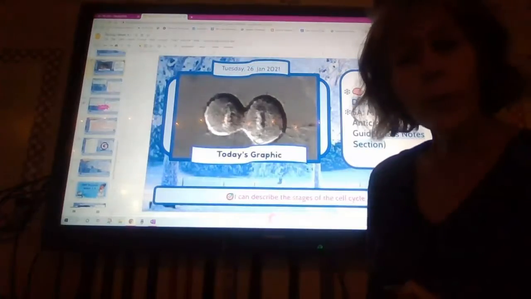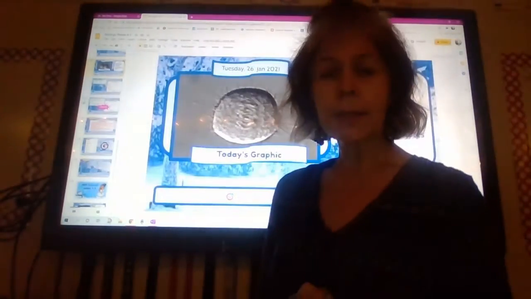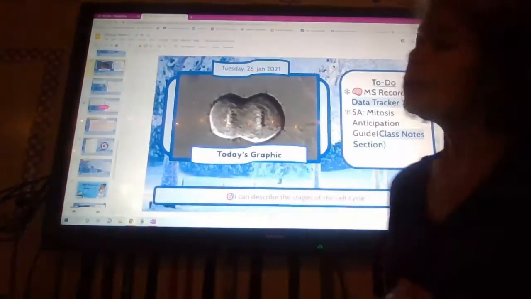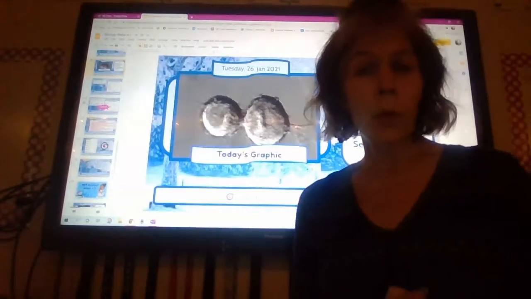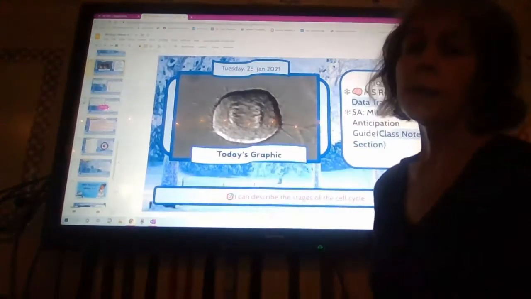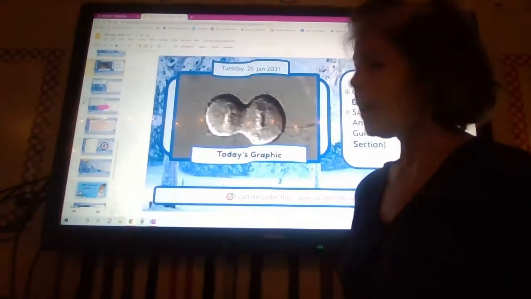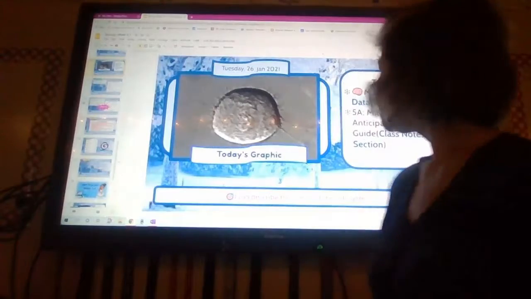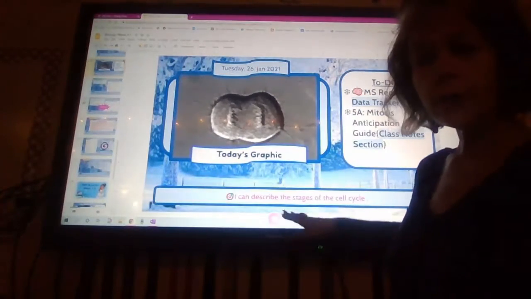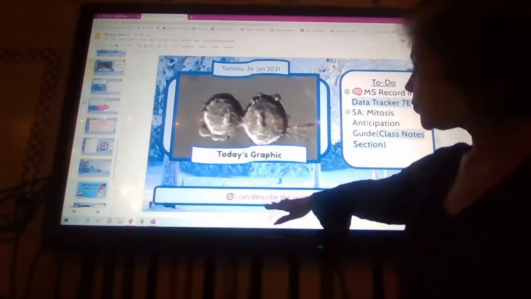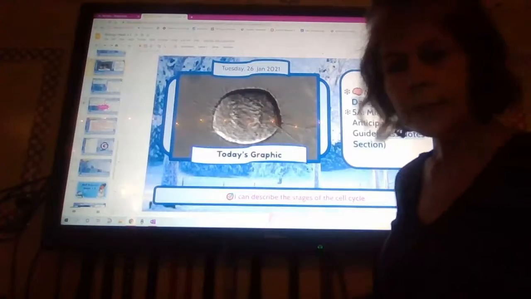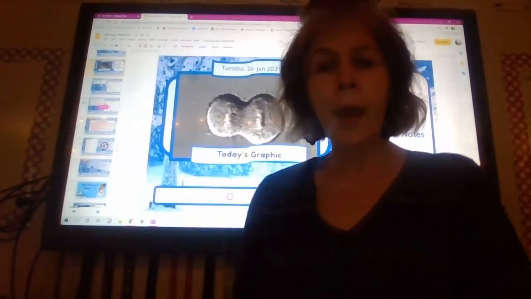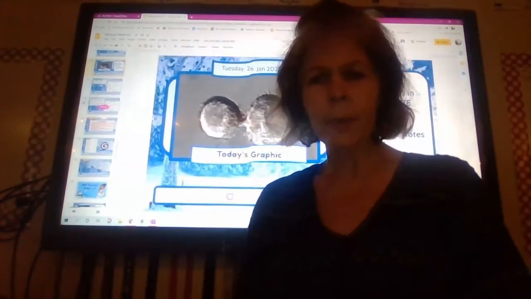Okay, so that's the graphic that's key for today. Your mind stretcher will be recorded in your data tracker in 7E, and scores so far have been really good. Our target today is describing the stages of the cell cycle. Before we do that, I want to go over yesterday's mind stretcher.